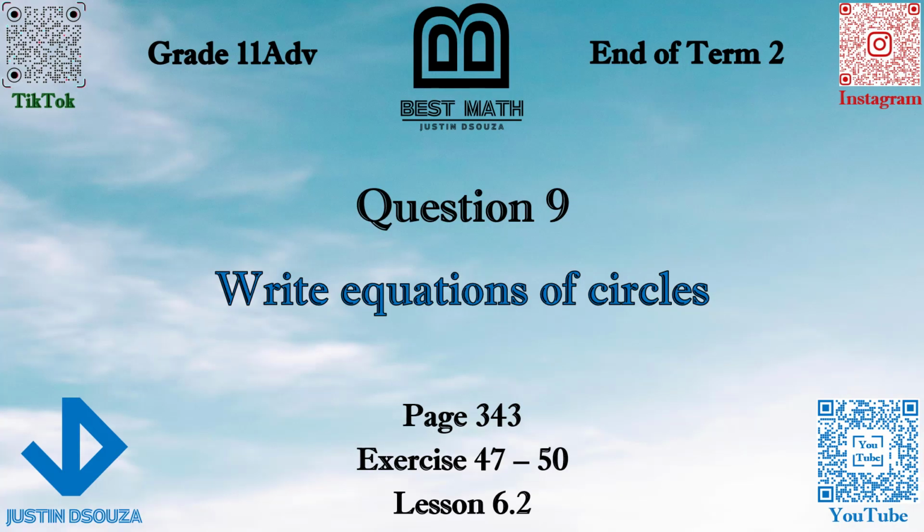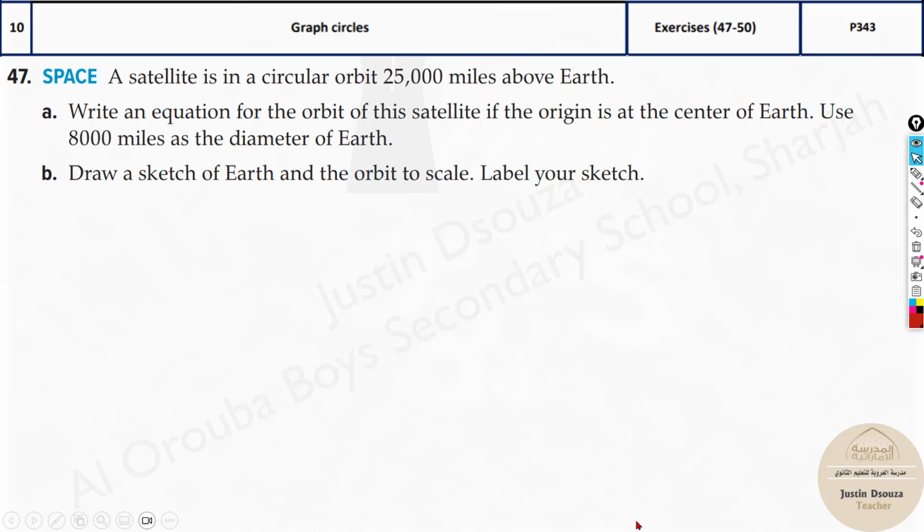In this video, we will graph circles for real life situations. Here we have about space. A satellite is in circular orbit 25,000 miles above Earth. Write an equation for the orbit of this satellite. If the origin is at center of Earth, use 8,000 miles as the diameter of the Earth.